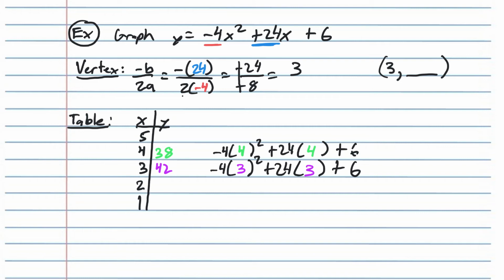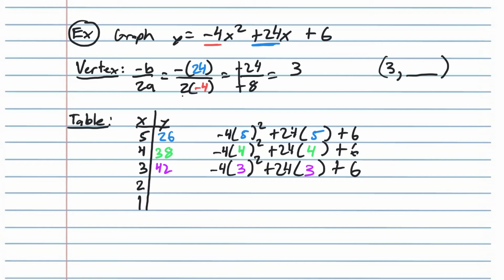Now I need 1 more, so let's go ahead and do it one more time. Let's plug in that 5. So negative 4, parentheses, squared, plus 24, parentheses, plus 6. Okay, and let's plug in the last one, plug in 5. Again, Desmos, I've done it off screen. If you do it correctly, you should get 26.